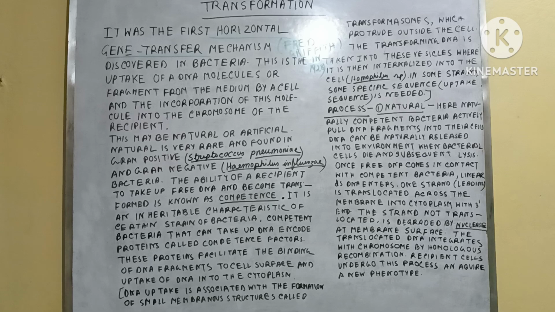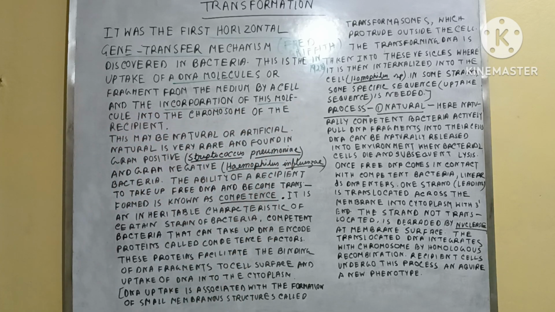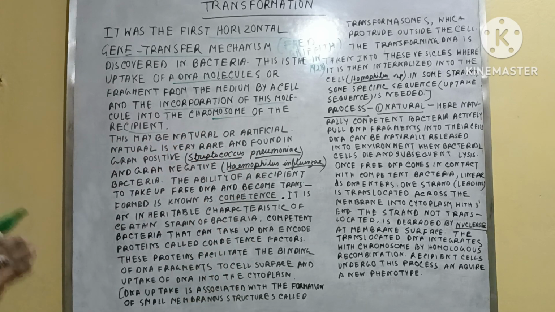This is the uptake of DNA molecules or fragments from the medium by a cell, and the incorporation of this fragment of DNA into the chromosome of the recipient. Here two bacteria are present. One bacterium is called the donor and the other is called the recipient. In transformation, the donor generally transfers the gene fragment into the recipient cytoplasm.